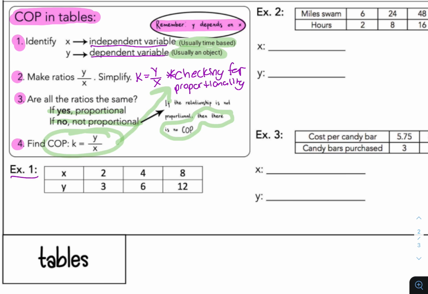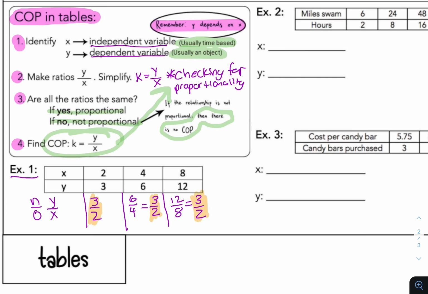Example number 1, like we did in class yesterday, extend your table. Here we're going to check our ratios. We're used to doing new over old, which is the same as y over x, which is the same as the dependent variable over the independent variable. In this case, it would be 3 over 2. The next set would be 6 over 4, which simplifies to 3 over 2. And the next set would be 12 over 8, which simplifies to 3 over 2. Notice how all your ratios are the same once simplified. Make sure you simplify them.